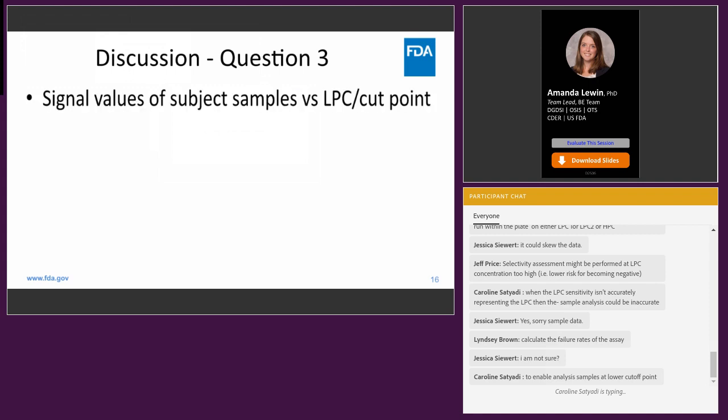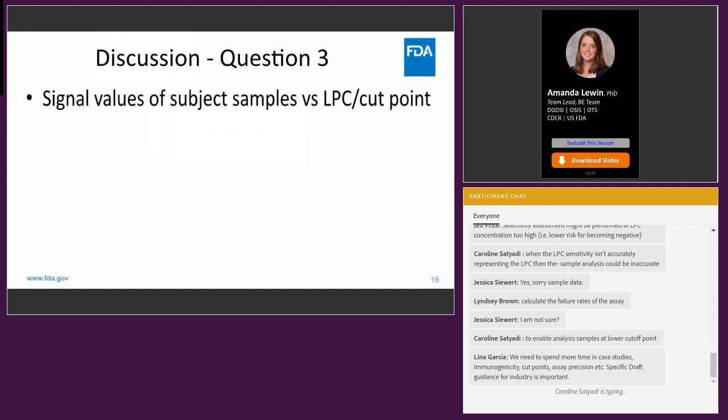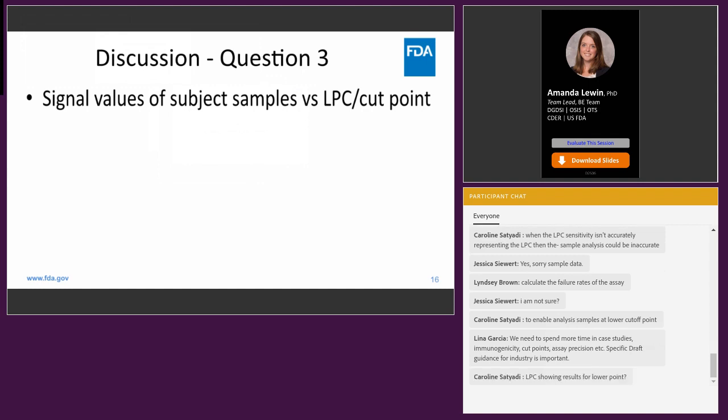So yeah, I think it was pointed out that first, sorry, we didn't point this one out. We're going to get to this one. The signals of the subject sample. So you can look at the actual subject data, right? We have all of it. We have the LPCs and the subject sample data. We have all of the subject sample data and the cut point ECLs, so we can look at it. So you can look at the signals of the subject samples versus your LPC and your cut point. And so in the next few slides, I'm going to really hone in on this point, but we're going to sort of pause this for a second.